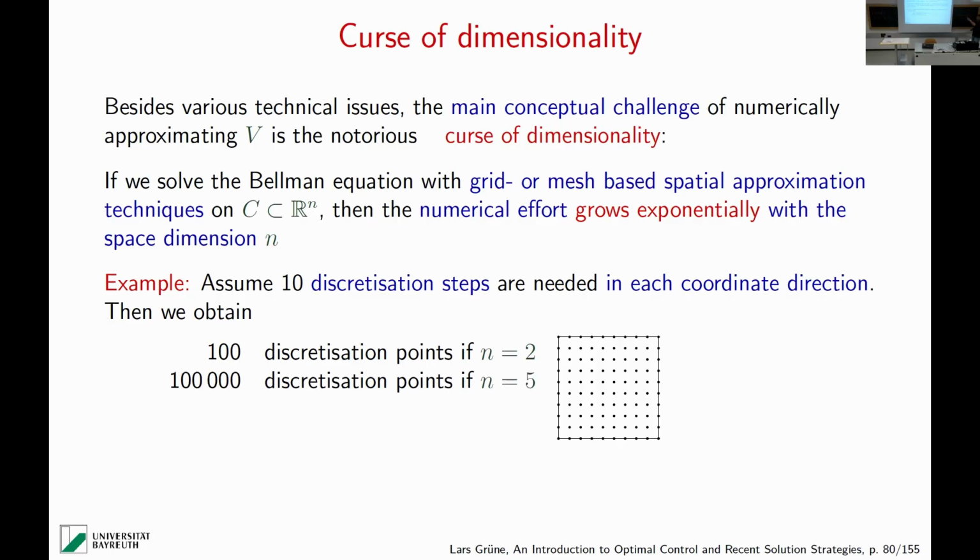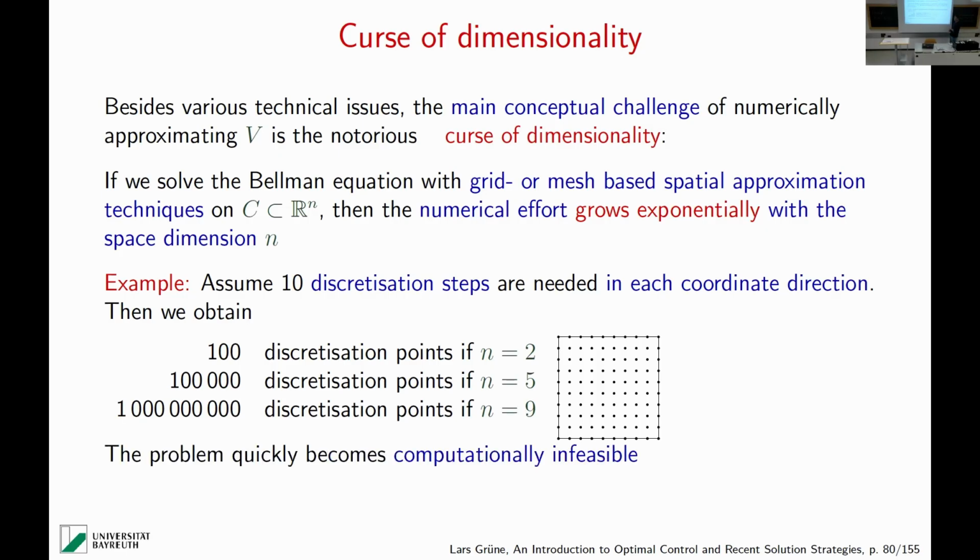And this really goes up exponentially. So if n equals 5, you have already 100,000. If n equals 9, you have 1 billion. And this becomes computationally infeasible very quickly. And 10 discretization steps in each direction is not much. Only very simple problems would be approximated in a good way with that.